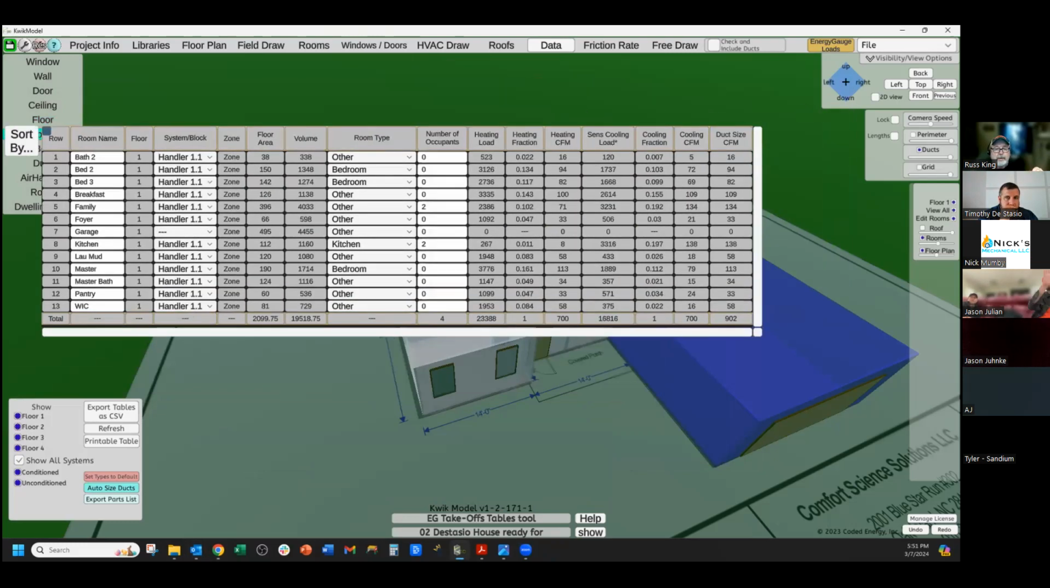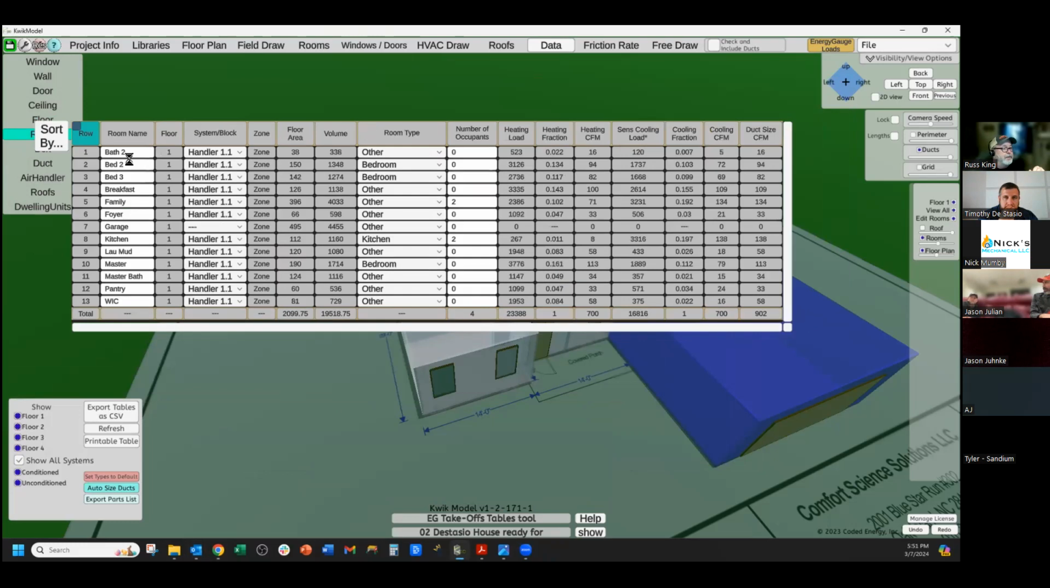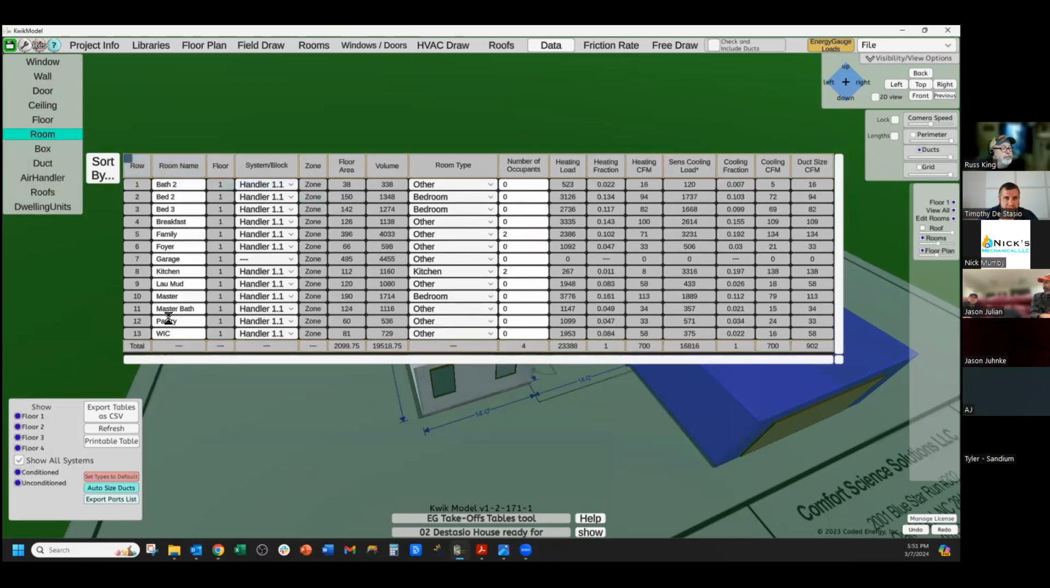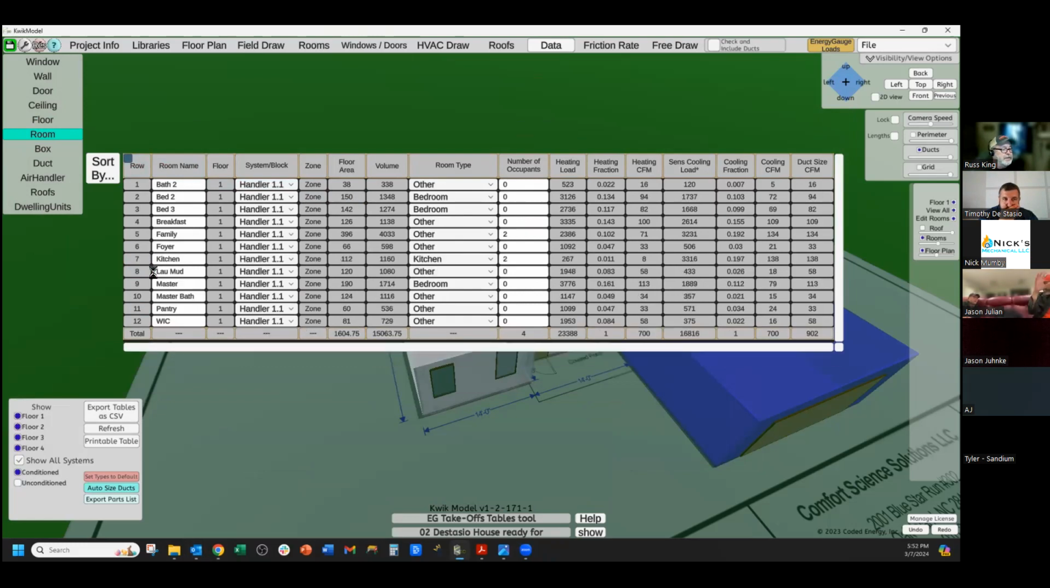here's all the rooms. It does show the garage. I can turn the garage off down here by unchecking the unconditioned box. So here's all the rooms in the house. They're all served by the same air handler. It's got the floor areas and volume.